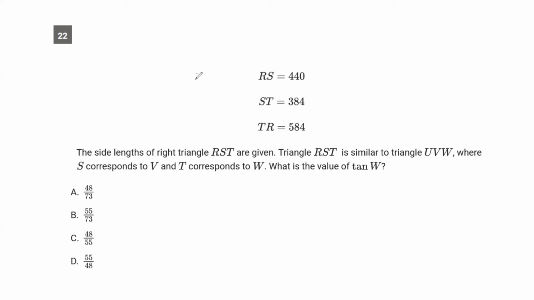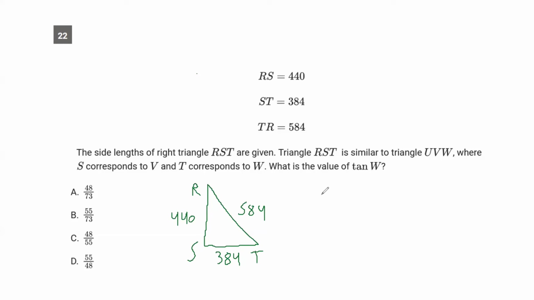Okay, so let's draw this out. RST is a right triangle, right? The long side is TR, so that means S is the right angle, because it's always across from the longest side when it's a right triangle. So S is there. Then I put R up here. This part doesn't matter so much, but it can be helpful. So RS equals 440. ST equals 384. And RT or TR, right, is 584.